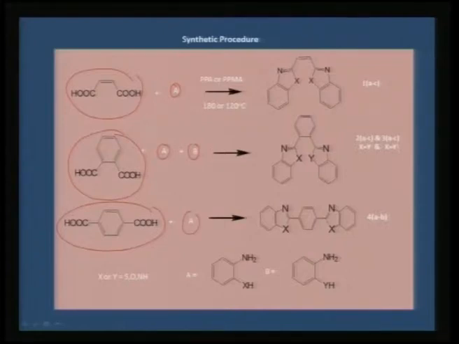Now in this case, if it is A, for example, you can actually generate 3 series of compounds based on X. X can be either sulfur or oxygen or nitrogen. Therefore you can call this either as thiazole or oxazole or imidazole. Similarly, we can try to put either one thiazole and one oxazole, or one thiazole and one imidazole.